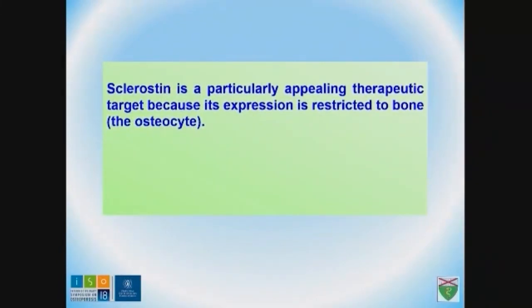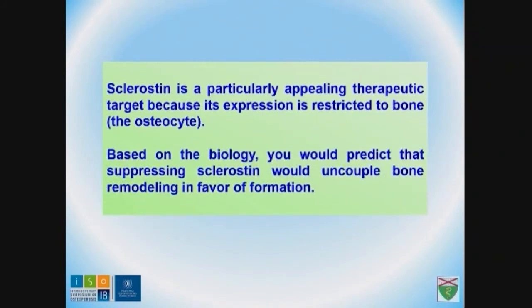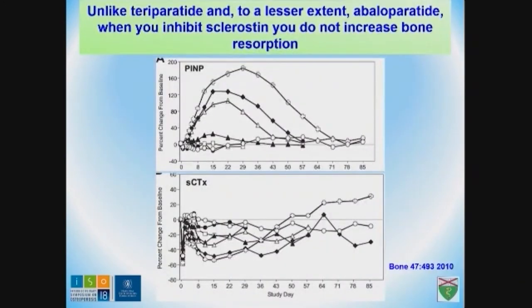And sclerostin is a particularly appealing therapeutic target because its expression is restricted to bone. So if you target that, you're not going to have any off-target effects. It's only made in the osteocyte. So based on that biology, you would predict that suppressing sclerostin would uncouple bone remodeling in favor of formation. Of course, first to the table again was Amgen. They made a monoclonal antibody that blocks sclerostin and showed tremendous clinical potential.